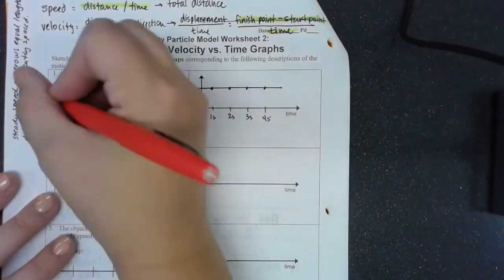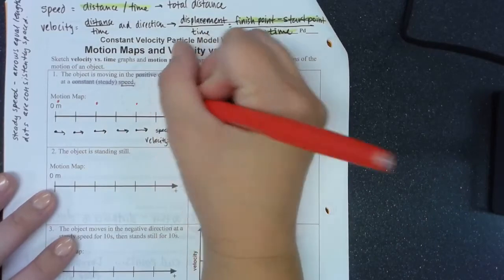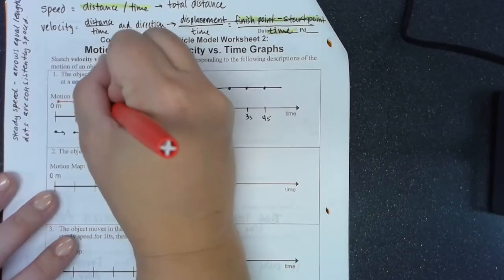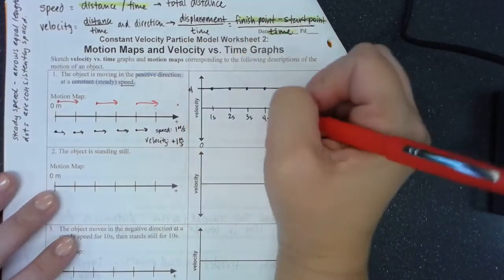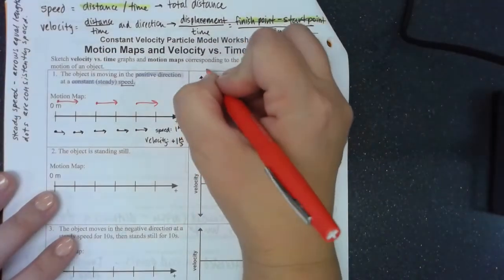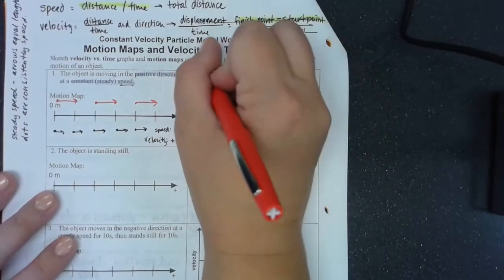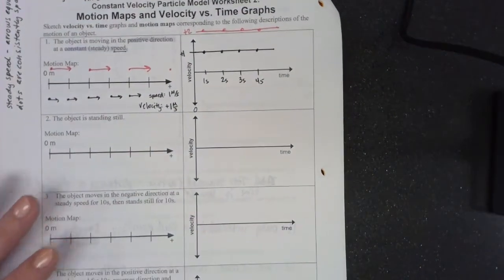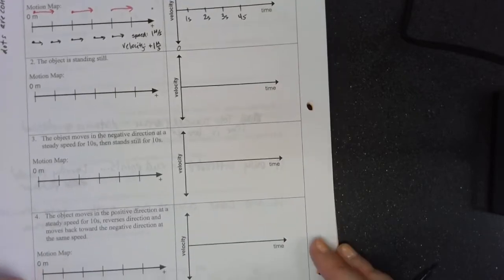But you could have drawn one where your dots were consistently spaced but 2 meters apart. And then when you draw your arrows, they're still going to be consistent. The thing that's going to change is that now your dots on your velocity versus time graph are going to have to be higher up. So that's the difference there. Okay, which one should we try next? I'm going to do one more before I have you guys try to do them on your own. Number 2? Okay. So in number 2, oh, this one's interesting too.